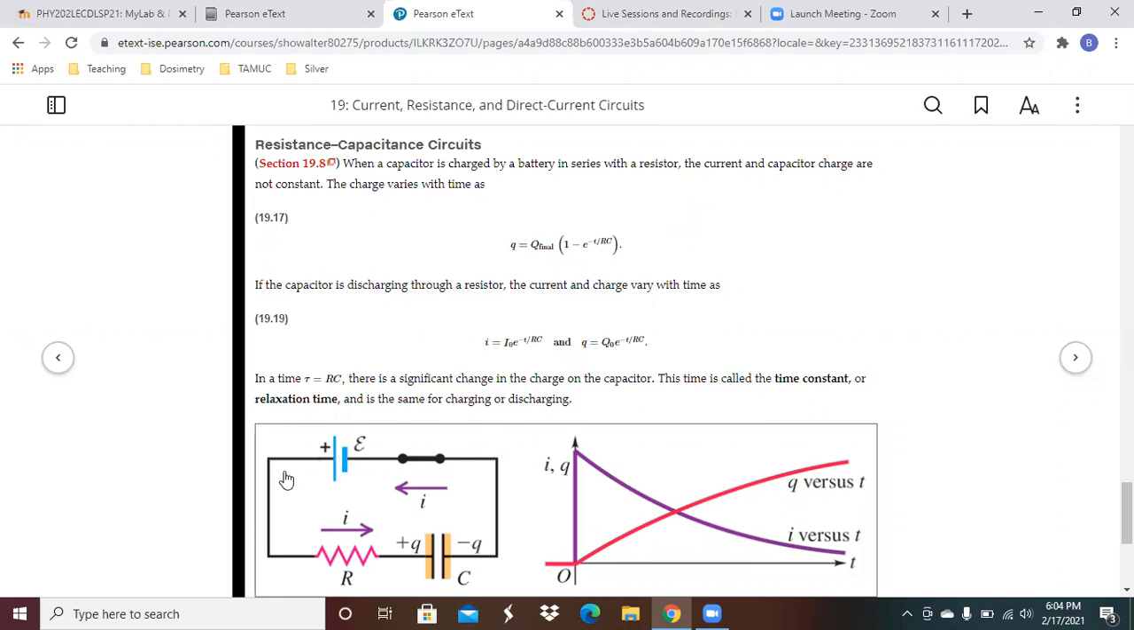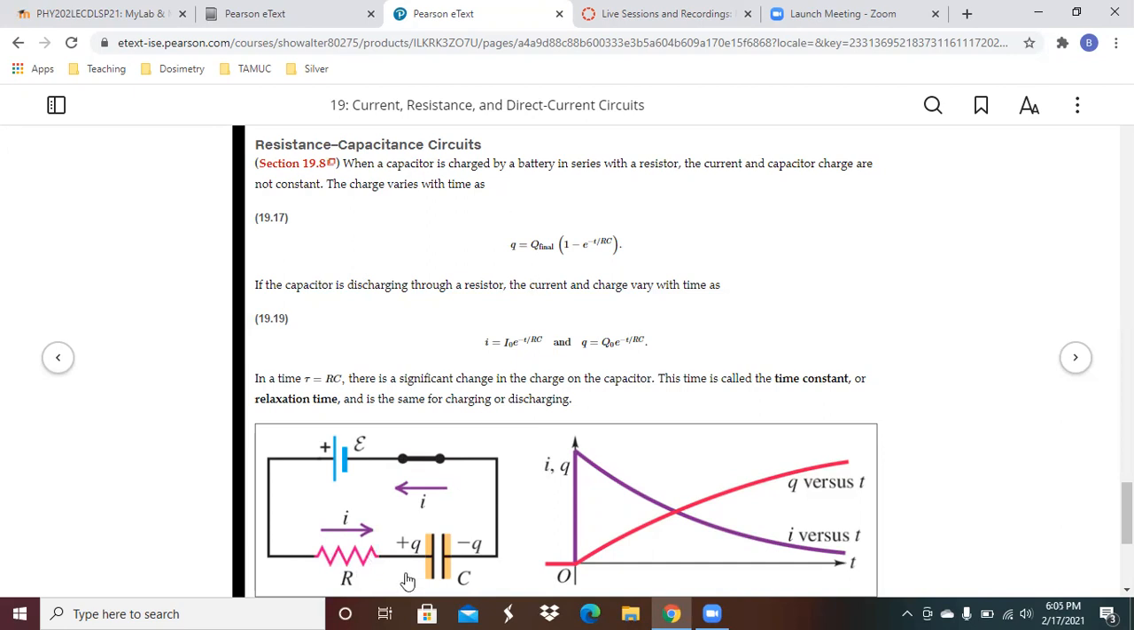We've got a battery here, we have a resistor here, which the current is going to meet before it goes through and finally hits the capacitor. When it hits the capacitor, obviously we've got a buildup of charge here, which means we've got a negative buildup of charge over here, and then we have the current going around in the closed circuit, finally making its way to the battery. So the current and the capacitor charge are not constant.